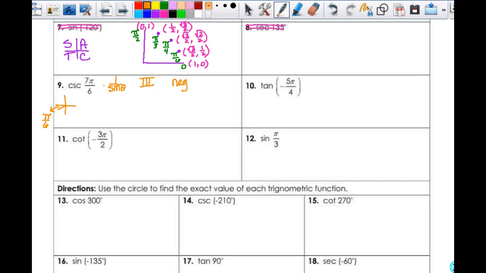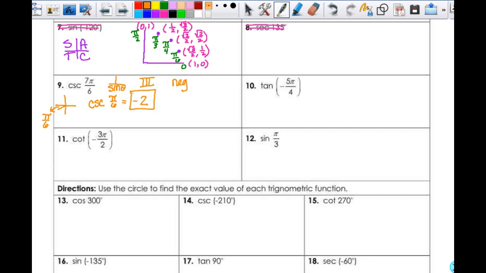So then pi sixths is right here. The sine value is 1/2, right? What I'm really looking for is the cosecant of pi sixths, keeping in mind a few things: I'm in the 3rd quadrant, so my answer is negative, even though all of these are positive, it's really 1 over sine. Well, if the sine of pi sixths is 1/2, the reciprocal of that is 2, and it's negative, so my answer is -2.